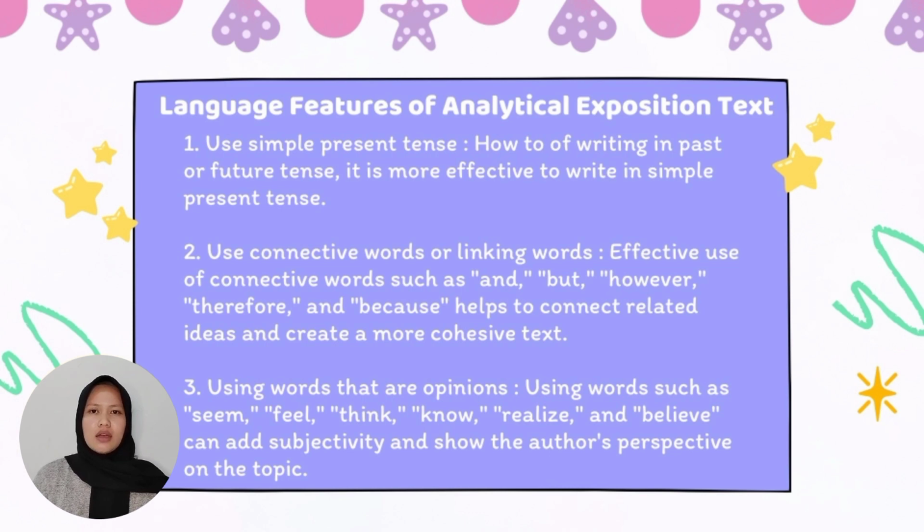The next is use connective words or linking words. Effective use of connective words such as and, but, however, therefore, and because helps to connect related ideas and create a more cohesive text. The last is using words that are opinions, using words such as saying, feel, think, know, realize, and believe, which can add subjectivity and show another perspective on the topic.